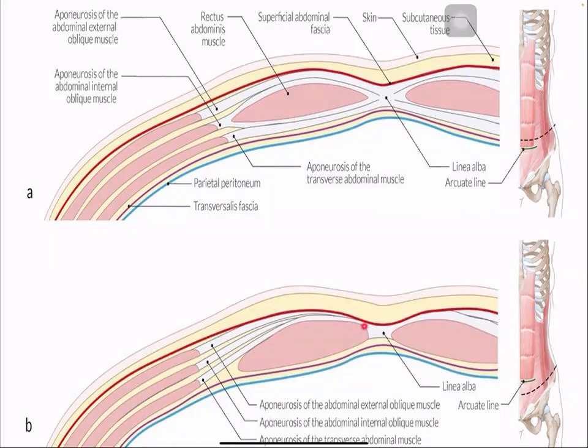While here below the arcuate line, this is again the arcuate line, and this is the cut below the arcuate line. So what will happen here is that the three aponeuroses of the three muscles, the external oblique, internal oblique, and transverse abdominis, will converge anterior to the rectus abdominis muscle, leaving the posterior surface of the rectus abdominis in contact with the transversalis fascia that separates it from the parietal peritoneum.